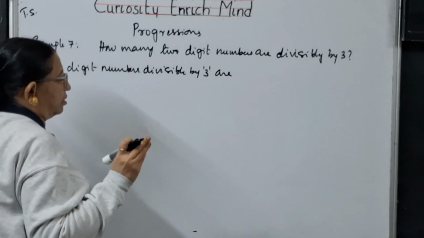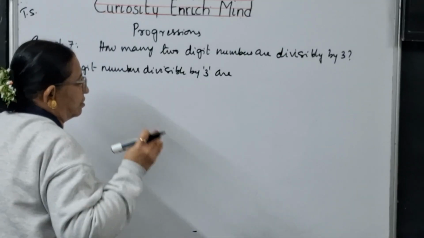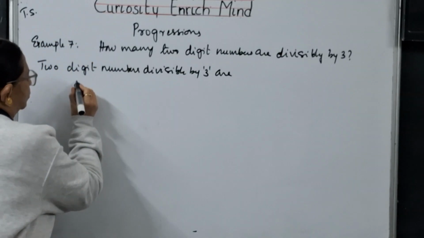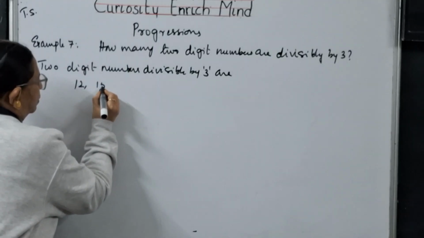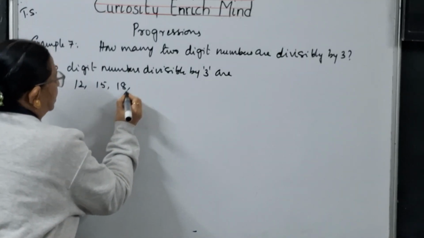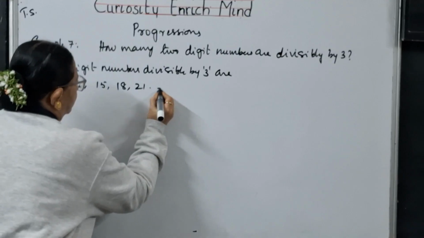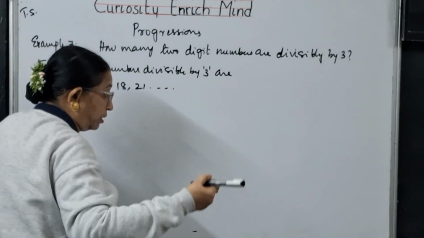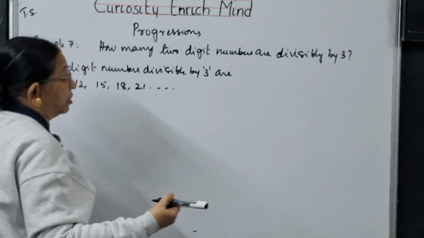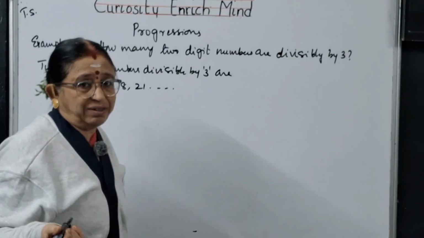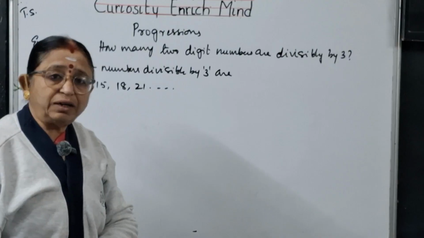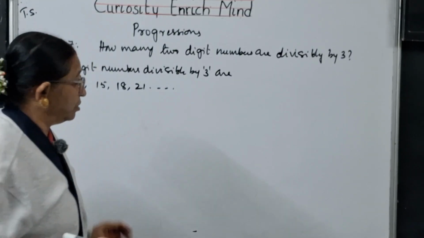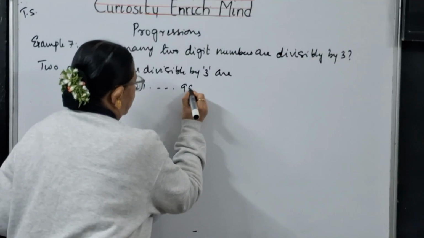See, 3 1s are 3, 3 2s are 6, 3 3s are 9. These are all single digit, we don't take. 3 4s are 12, 3 5s are 15, 3 6s are 18, 3 7s are 21. It goes on like that. And let us see the last number of 2 digit. Last number of 2 digit is 99. After 99, we have 100. So 99, is it divisible by 3? Yes. So it goes on up to 99.